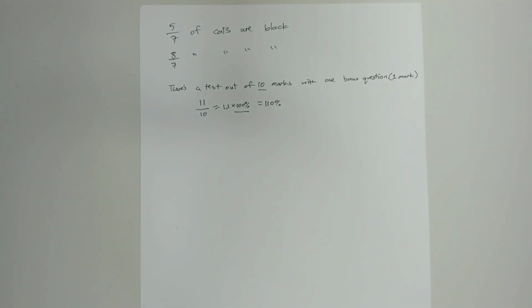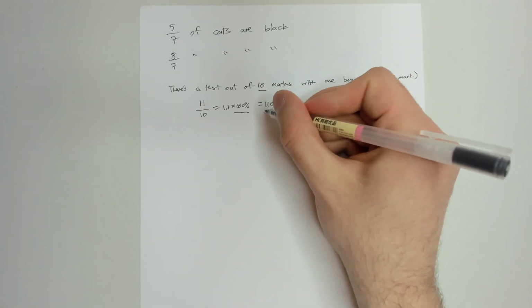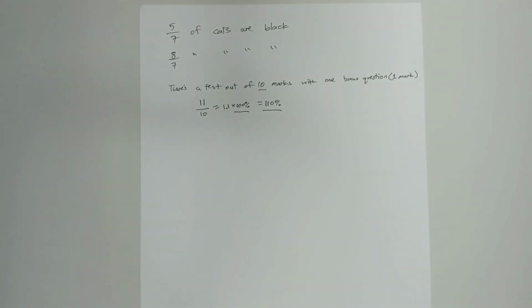Because if someone just said they got 11 marks on the test, we don't know the context of it. But if it's out of 10, that means they've exceeded the standard of the 100%, right? And that is represented by us actually going over 100%.